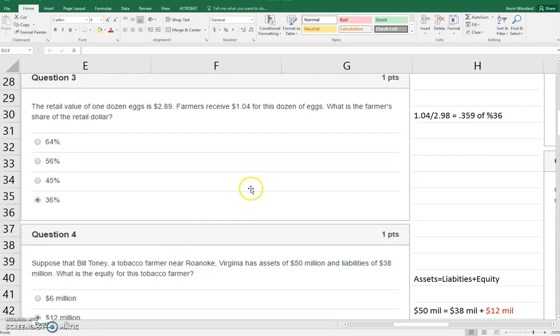Number 3, we know that the retail value, so the cost that somebody pays in the store is $2.89 for eggs. The farmer is going to receive $1.04 per dozen. So we know that that's what their cut is. So we're trying to find out what percent is $1.04 when compared to $2.89. So we take $1.04, divide that by $2 and oh, I did that one.